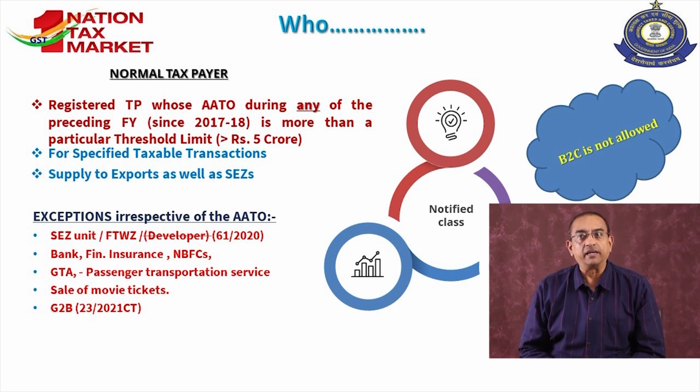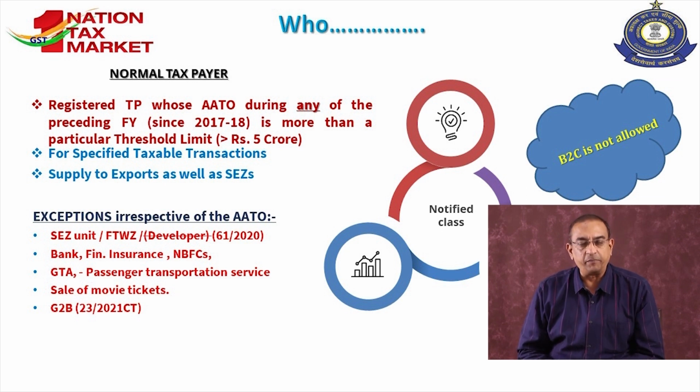E-invoice is also not required to be generated with reference to certain exceptions that are provided as part of the law. SEZ units, free trade warehousing zones and business entities who are engaged in banking, financial, insurance and non-banking financial companies, business entities engaged in transportation of goods by road, passenger transport services, sale of movie tickets are not required to generate e-invoice, but supplies made to exports or to SEZ requires generation of e-invoice.